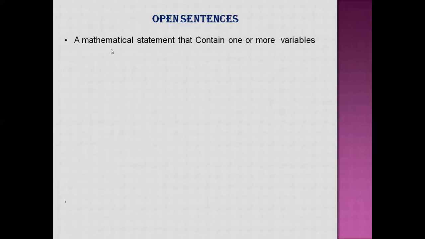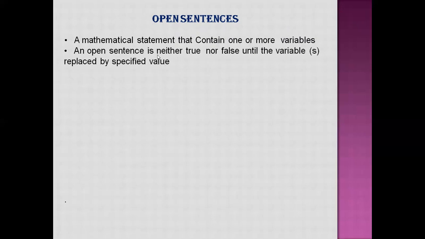So what are open sentences? Open sentences are mathematical statements that contain one or more variables. A variable means a number which is unknown. The value can be changed. An open sentence is neither true nor false until the variable or variables are replaced by specified values.